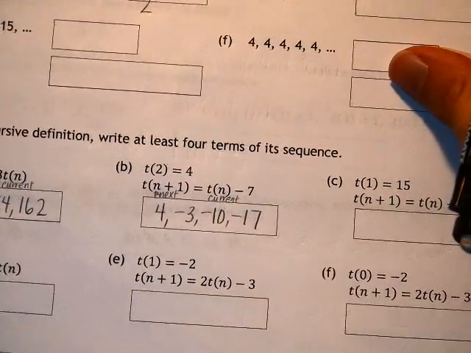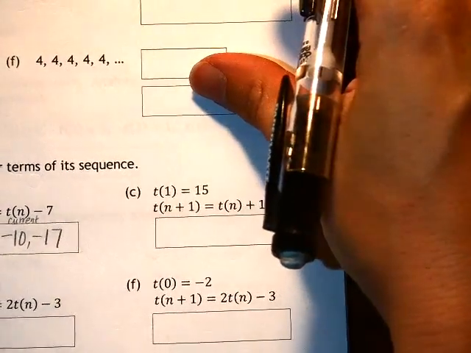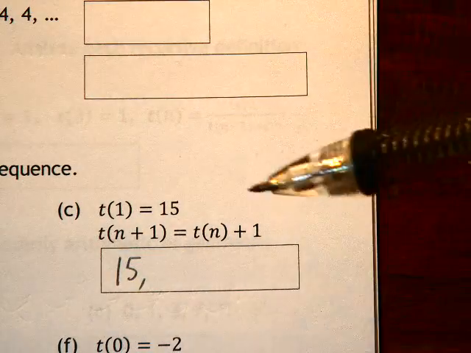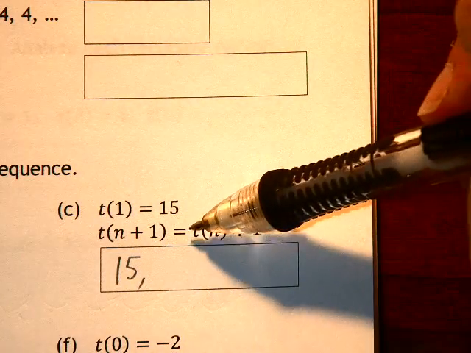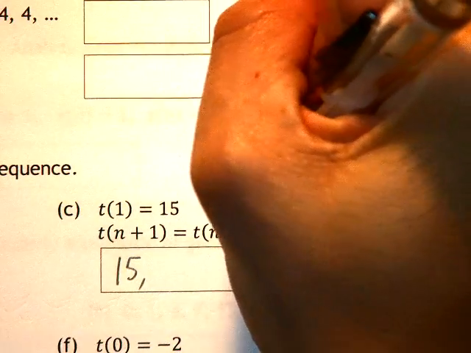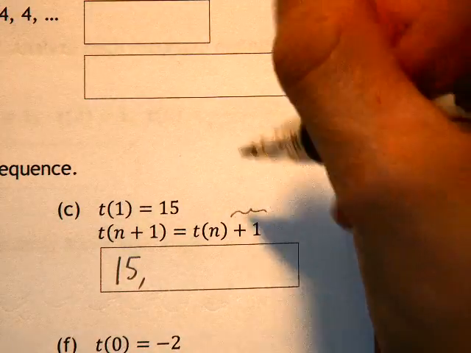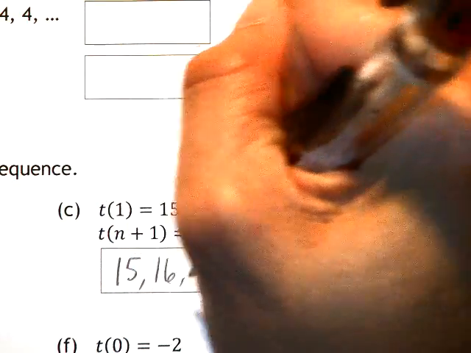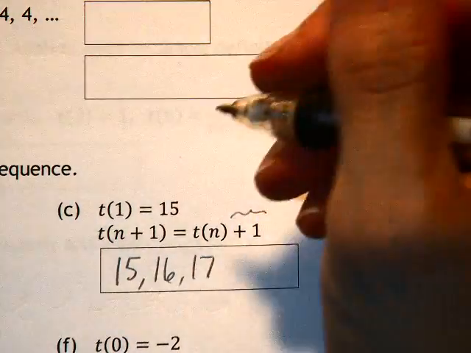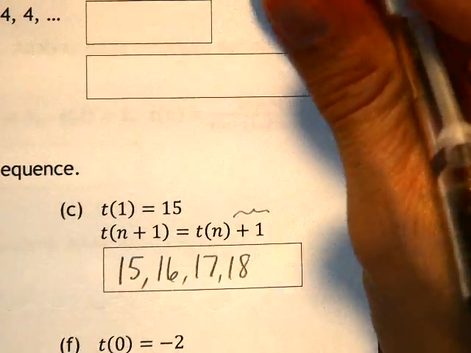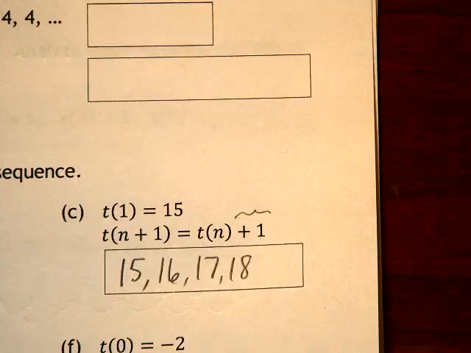We'll do one more just so you can show how quickly this can go and prove it to yourself. T of 1 is 15. There's the first term they give me, 15. Boom, done. The next part says t of n plus 1 equals t of n plus 1. Plus 1 must be the important part. Plus 1 is telling me the pattern. So let's just keep adding 1. I have 15, add 1, 16, add 1, 17, add 1, 18. And you could keep going and going, but you don't have to because it says only the first 4 terms.